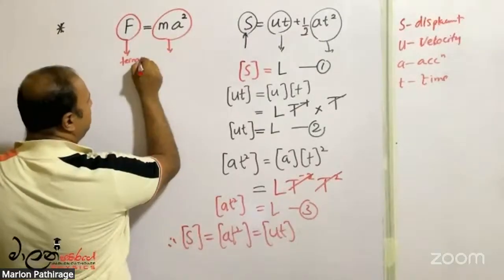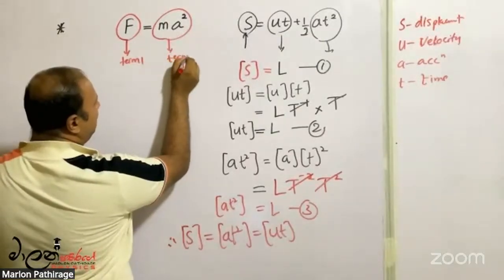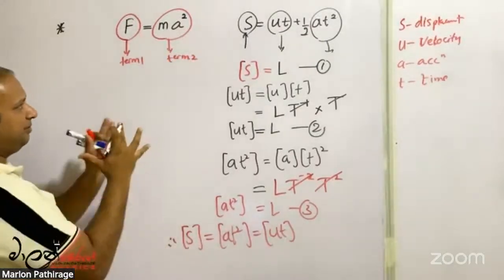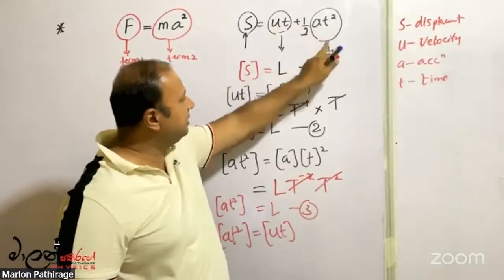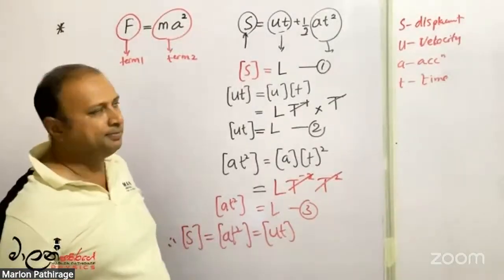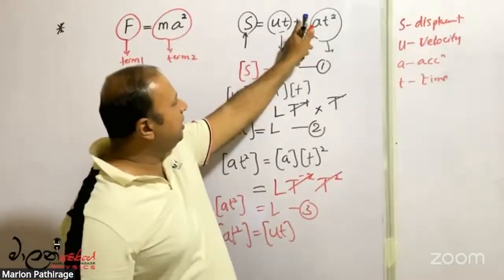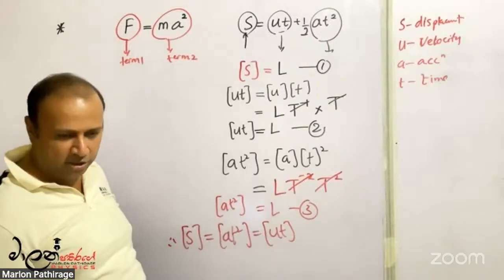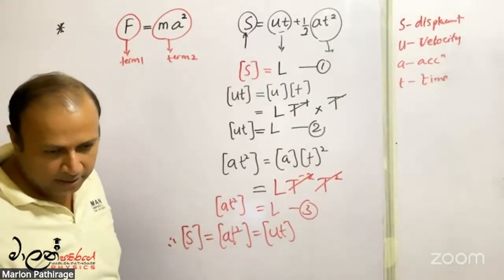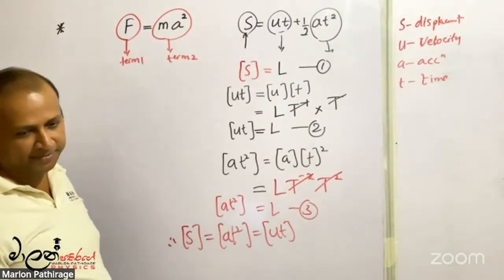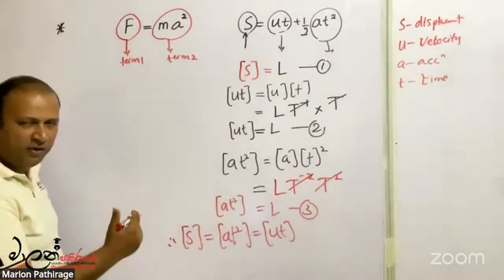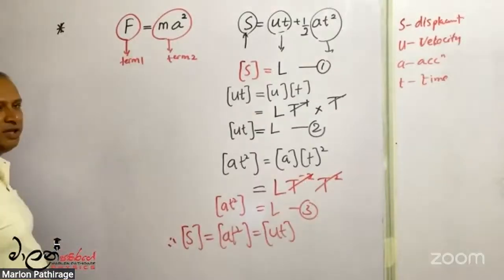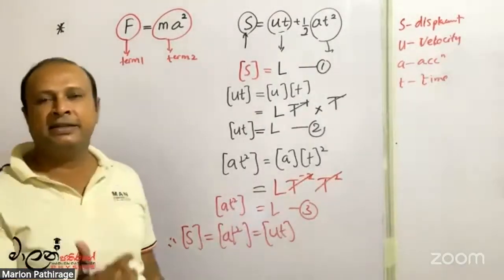This is term 1, this is term 2. And this is a single term. There's only multiplication, so this is a single term. Two terms are separated by addition or subtraction. So we call this kind of equation a single term equation.